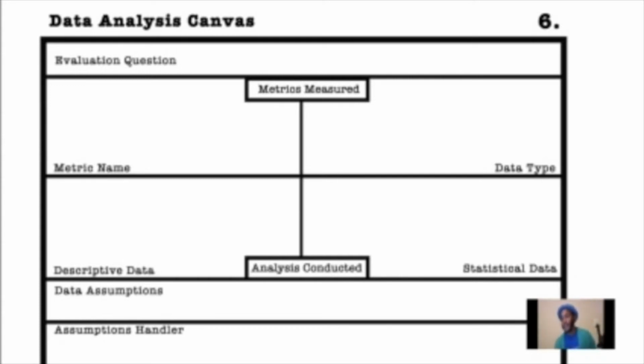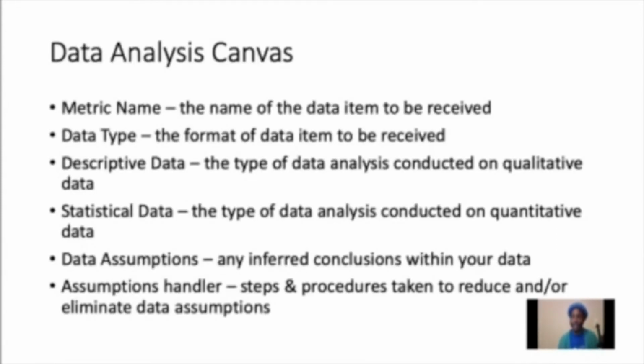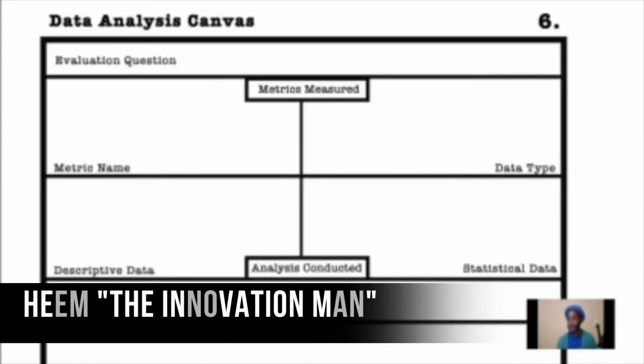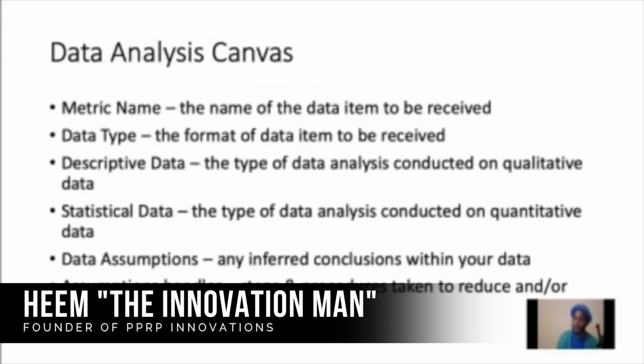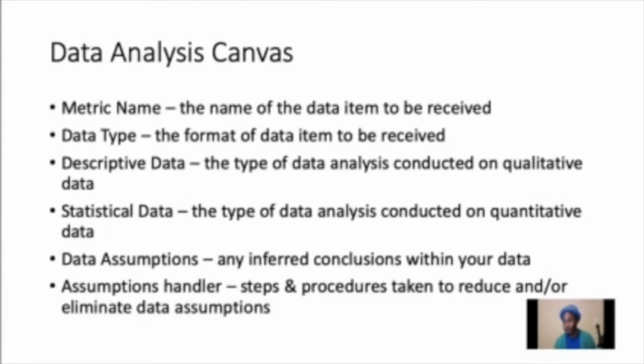So we created a data analysis canvas to help us along to figure out the best approach to analyze our data. And our data analysis canvas is made up of a few parts. It has a metric name or the name of the data item to be received, the data type or the format of the data items to be received. It has an option where you can identify the type of data analyses that you'll be conducting. If it's analyses being conducted on descriptive data, you identify the type of data analyses to be conducted. If it's using numerical data, then you identify the type of data analyses to be conducted on that numerical data.